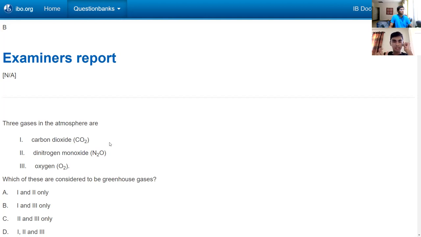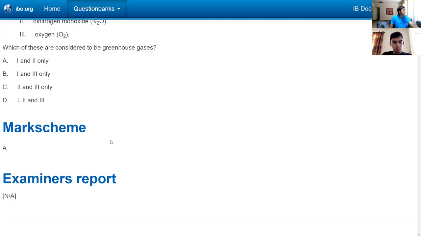Because since it's diatomic, it doesn't really have the ability to vibrate, you know? So it can't really absorb a lot. Wait, so diatomic molecules don't vibrate? Or because they don't have three different points of vibrating, I would assume that. But ozone, okay, I see what you're saying. Ozone is O3. Do you think it's one and two only then? Mm-hmm. Yeah. Okay. It is A, yeah.